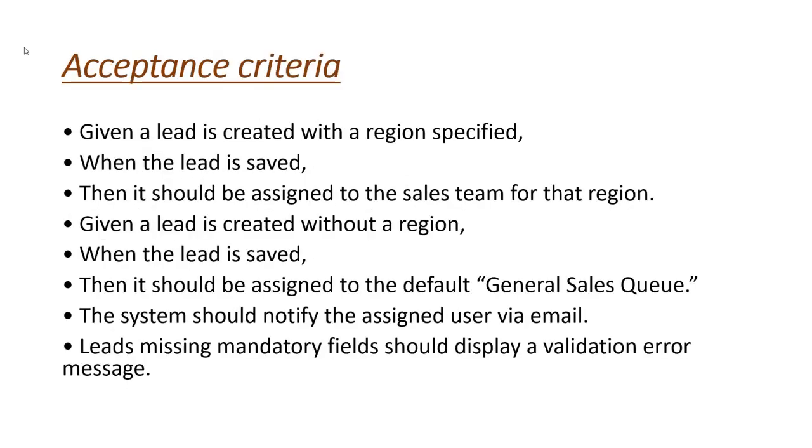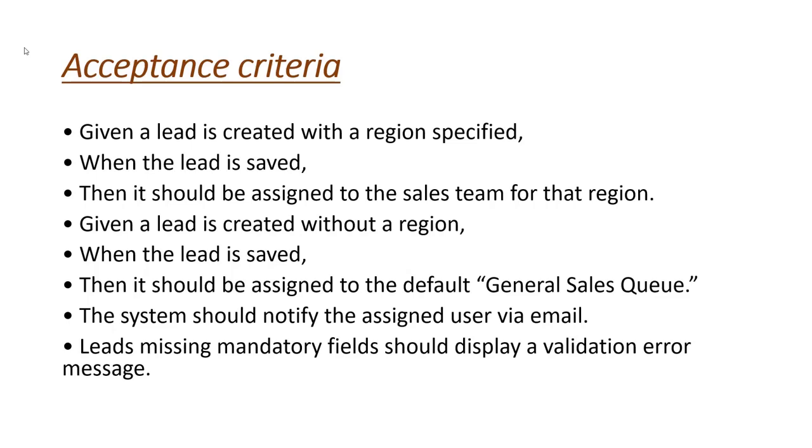There is a format for acceptance criteria: given, when, then. So, given a lead is created with a region specified, when the lead is saved, then it should be assigned to the sales team for that region. Another criteria: given a lead is created without a region, when the lead is saved, then it should be assigned to the default general sales queue.